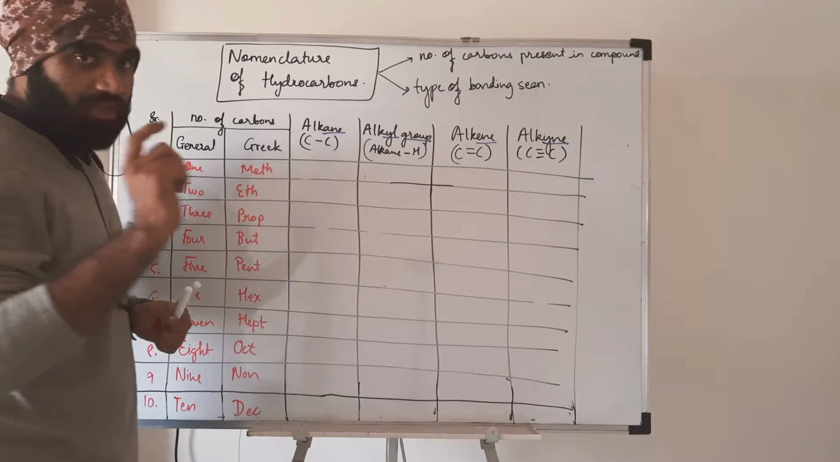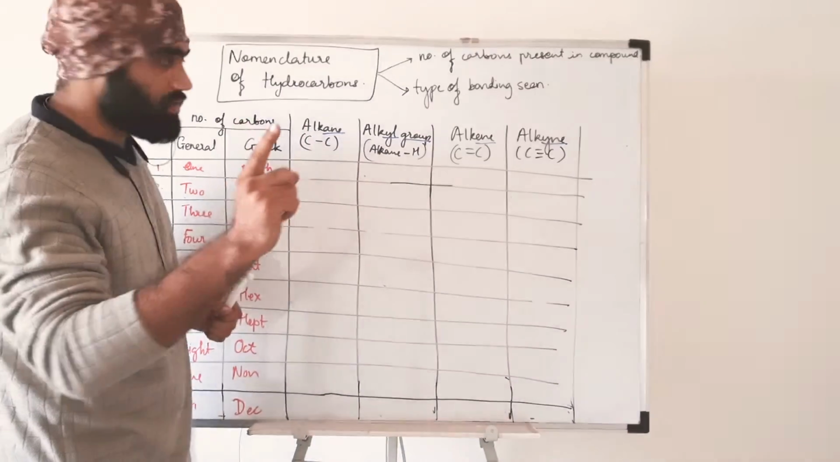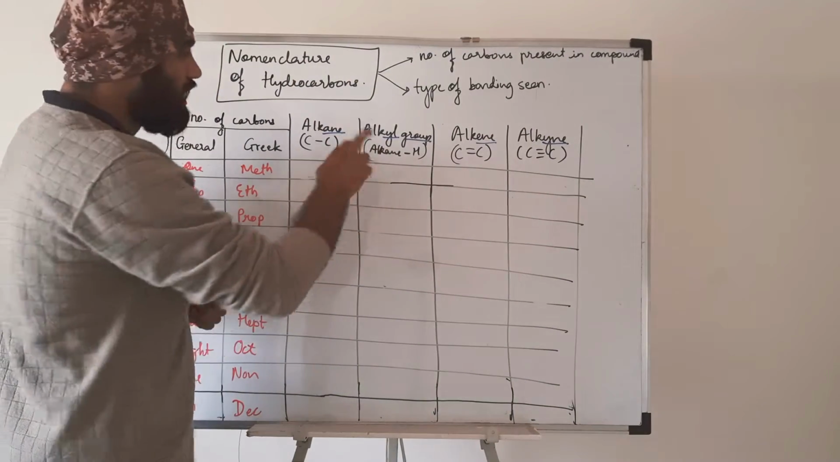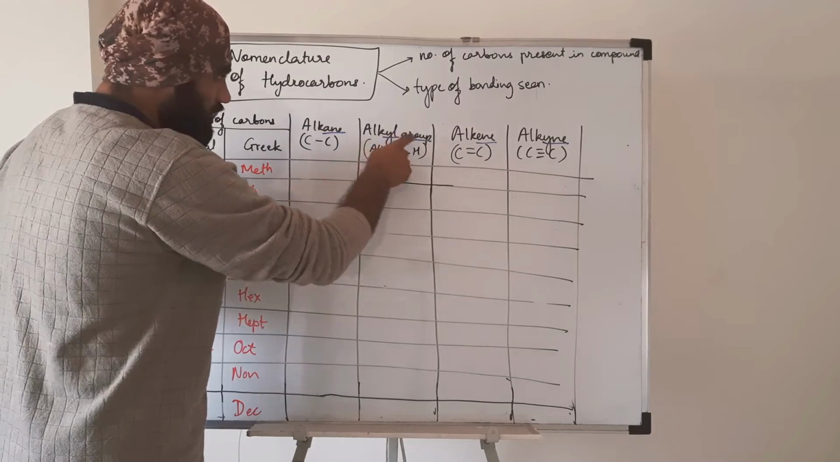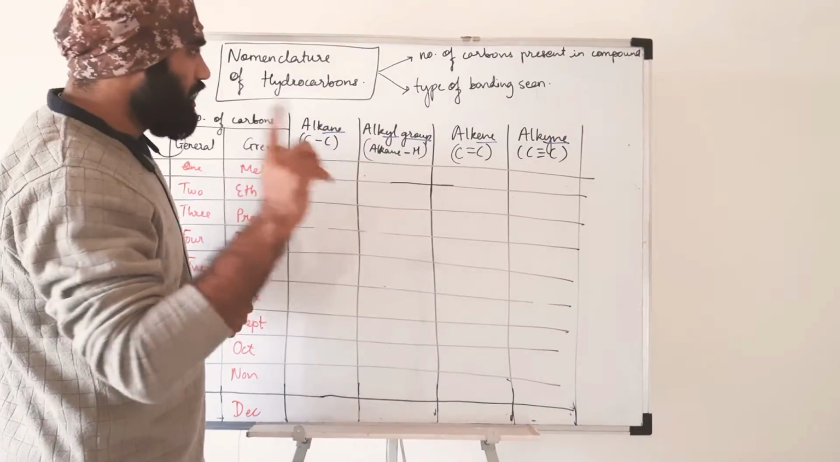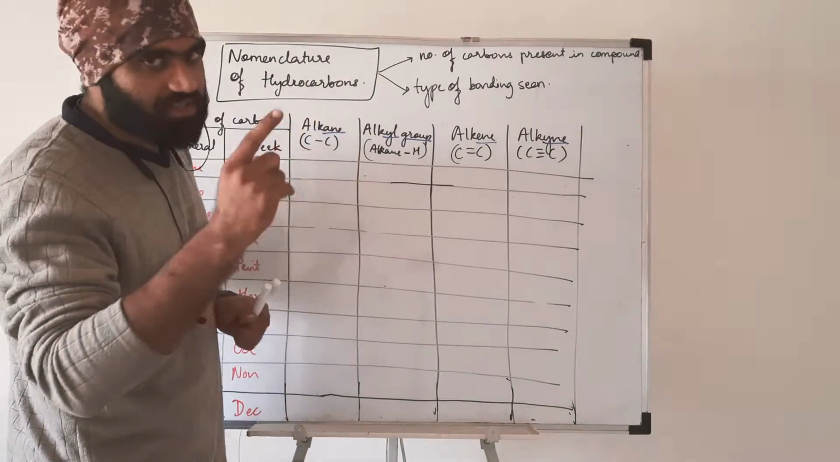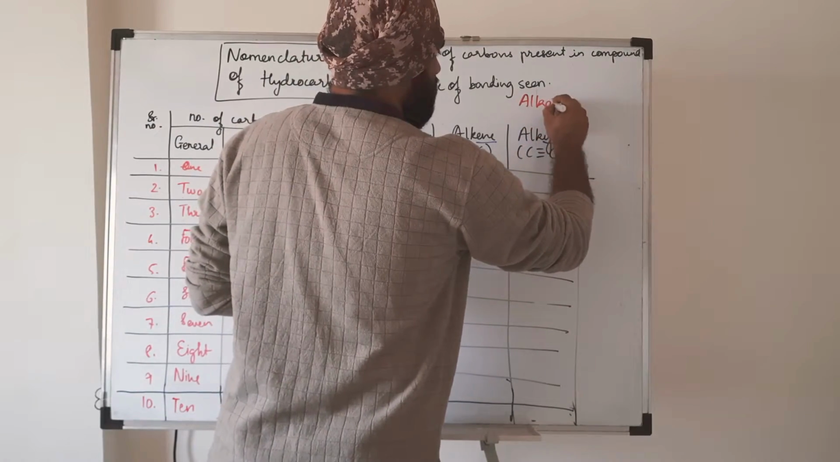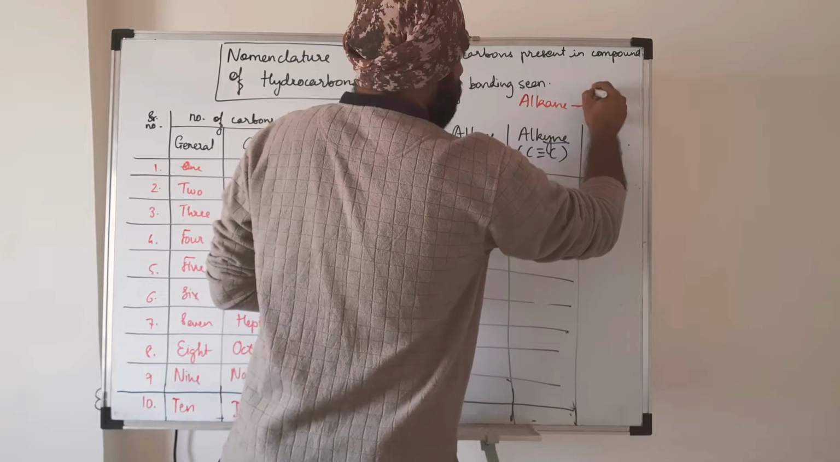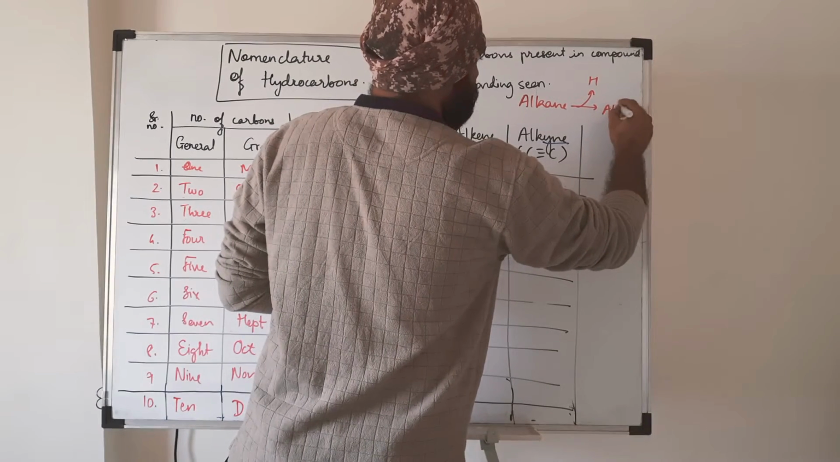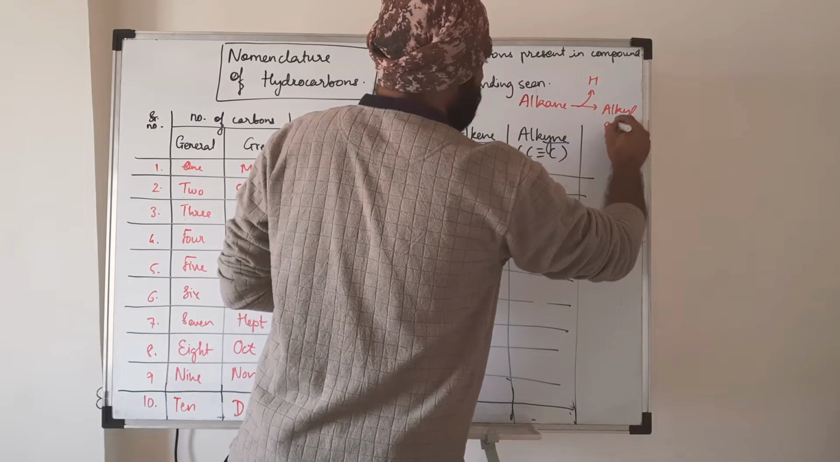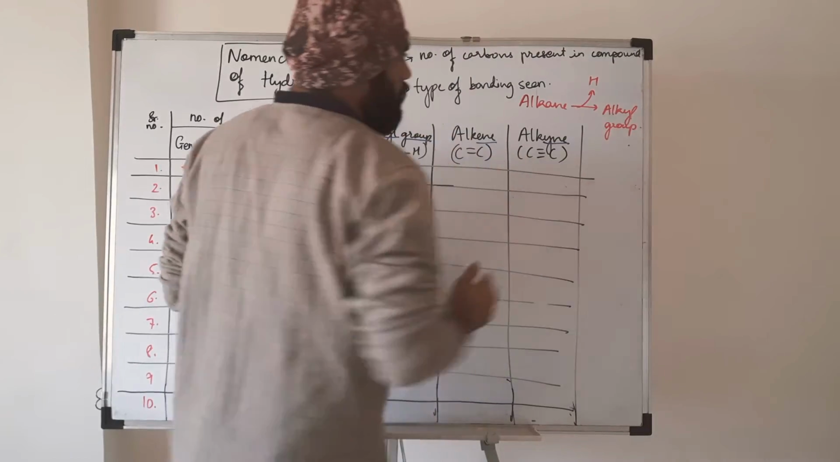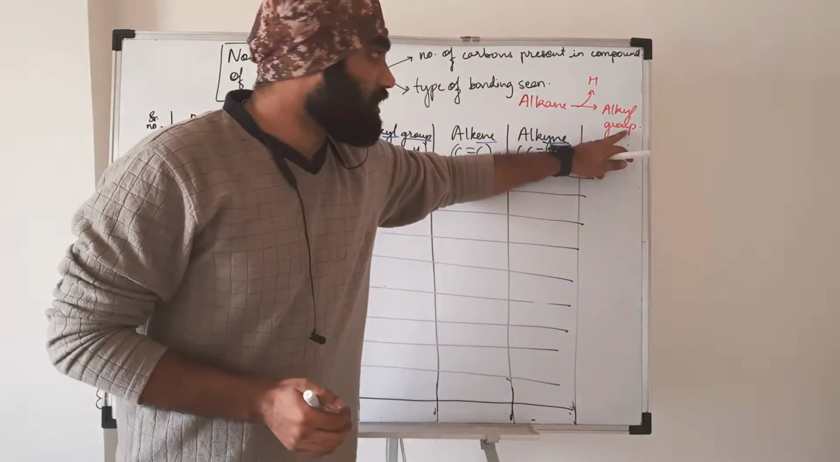However, if you remove one hydrogen from an alkane, that forms a group which is called an alkyl group. Remember this: an alkyl group is one hydrogen less than an alkane. I can even show it in a representation. I can write alkane, one hydrogen removed, alkyl group. So what you see here, one hydrogen removed, therefore I am calling it a group.